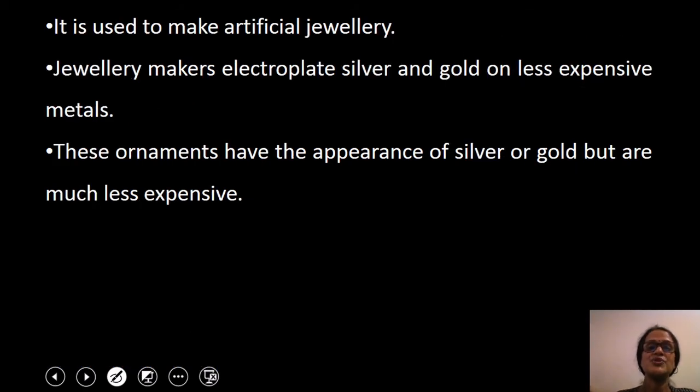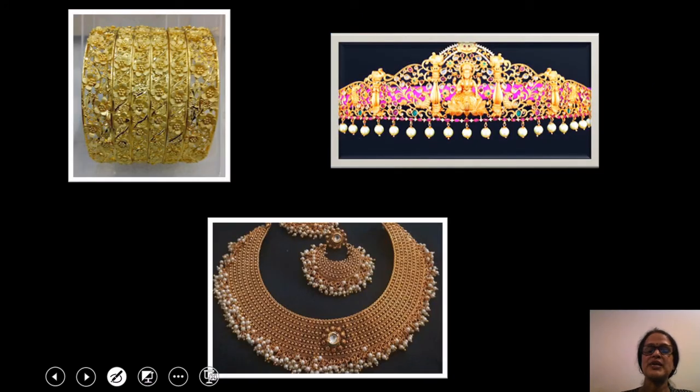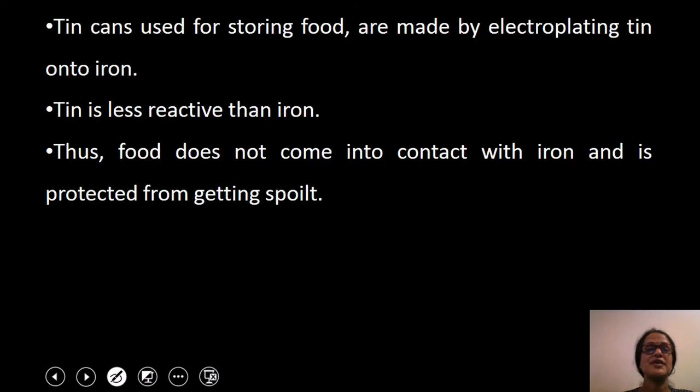Then it is used to make artificial jewelry. I discussed with you gold plated jewelry or silver plated jewelry. So jewelry makers electroplate silver and gold on less expensive metals. And these ornaments have the appearance of silver or gold but are much less expensive. So these are some pictures of the gold plated and silver plated artificial jewelry.